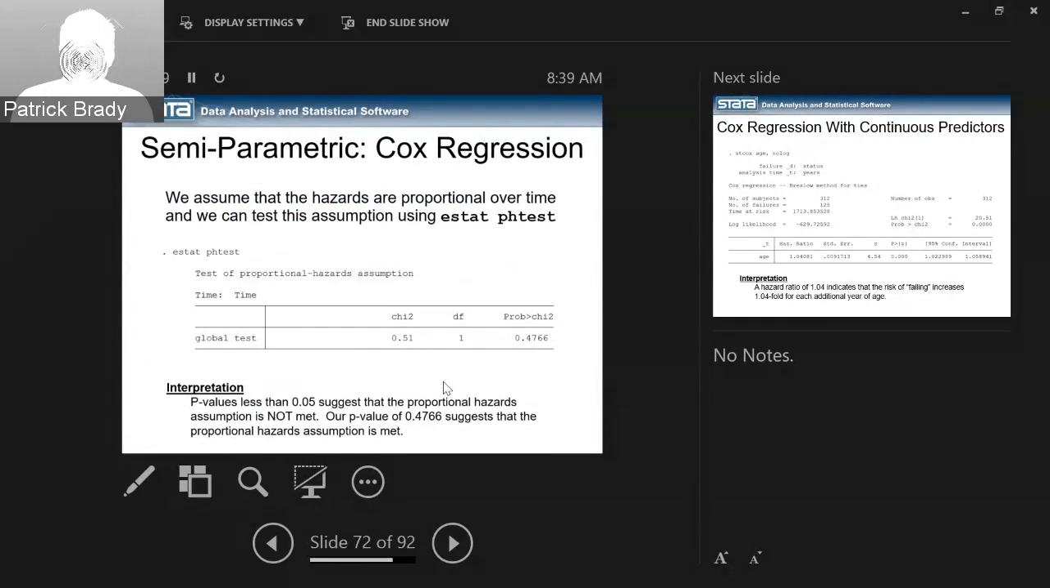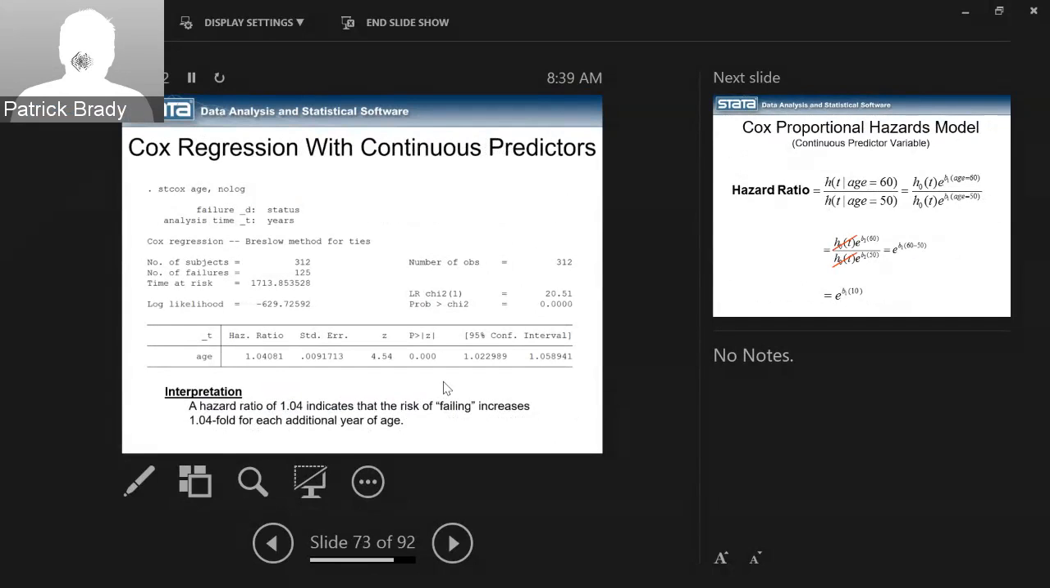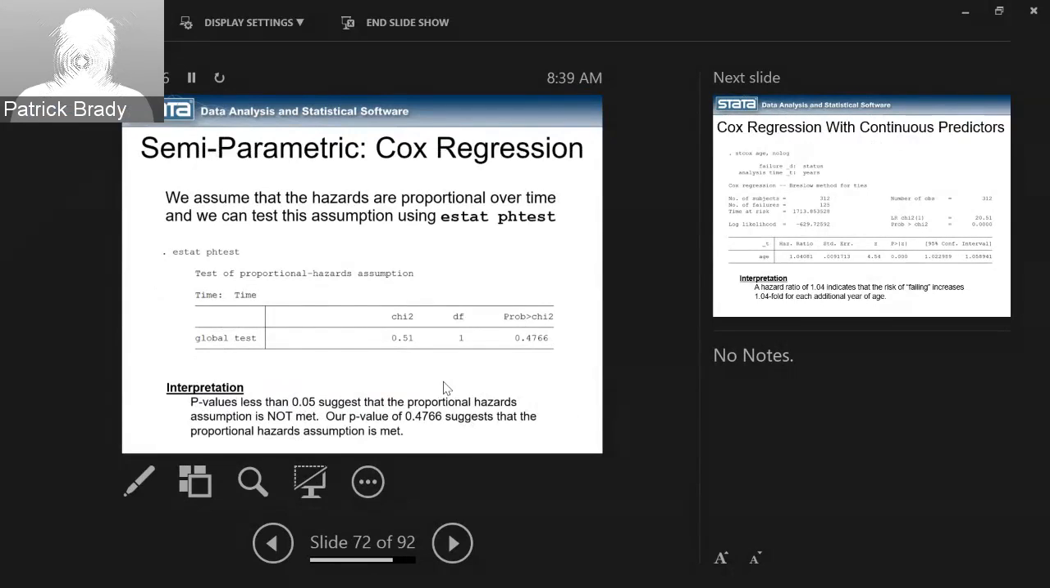Any questions so far? Okay, let's take it. Yes? How do you assess the fit of this model? In terms of how well it fits the data?